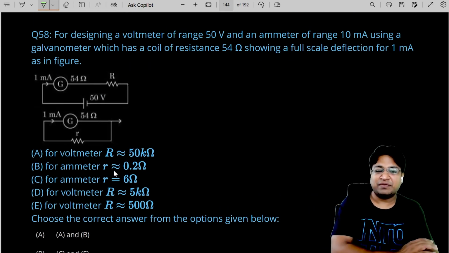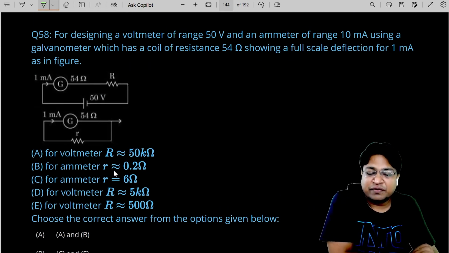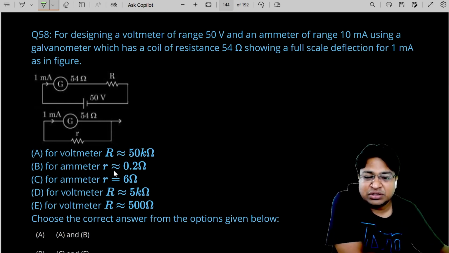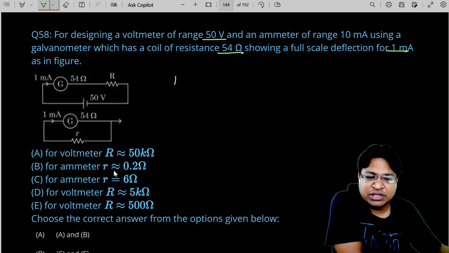Next, we go to question number 58. It says, for designing a voltmeter of range 50 volt, an ammeter of 10 milliampere using a galvanometer which has a resistance of 54 ohm, the full scale deflection current is given to us. Now, if you want to make a voltmeter out of it, then we write the full scale deflection current, that is 1 milliampere, multiplied by 54 plus R. This should be equal to the desired range of the voltmeter, so this should be equal to 50.